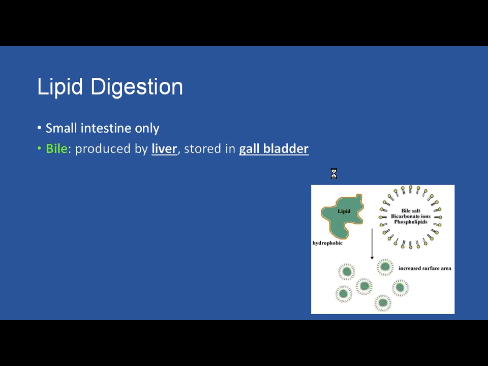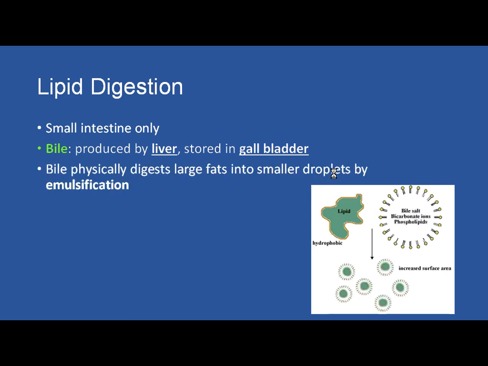The first player, this is not an enzyme, but the first player is bile. Bile is made by your liver. It's stored in your gallbladder. And then when you are digesting food, your gallbladder squeezes that bile into your small intestine, and it is going to physically break fat into smaller droplets. And that process is called emulsification.